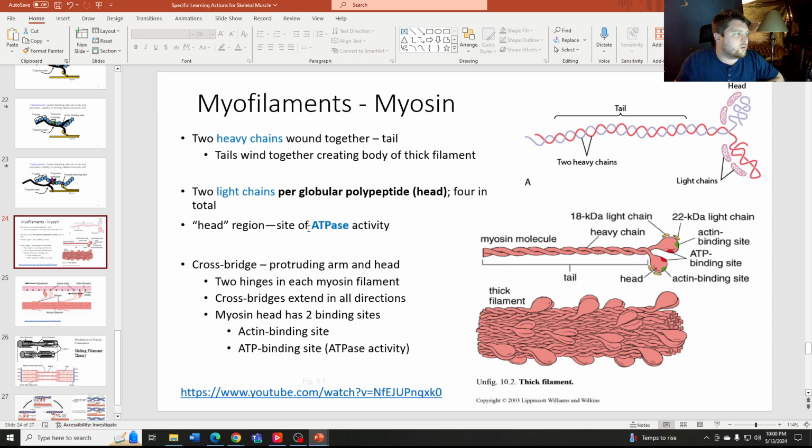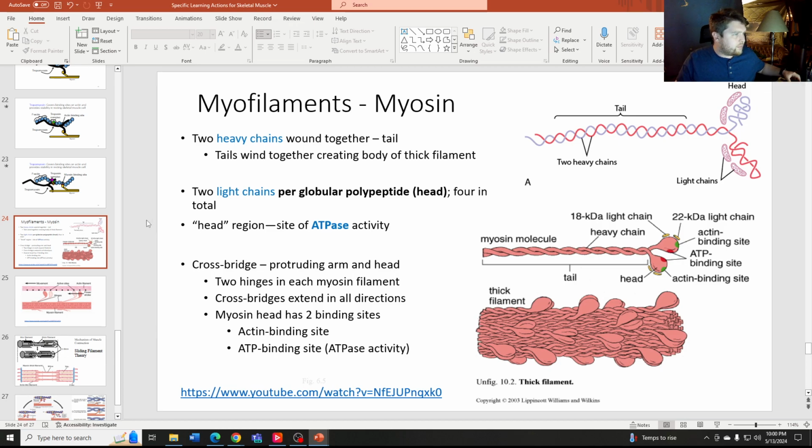And that is also where we have ATPase activity. Okay, so there's a lot of moving parts. At the very end, we're going to go through a quick summary of all of this, so stick around to the end.